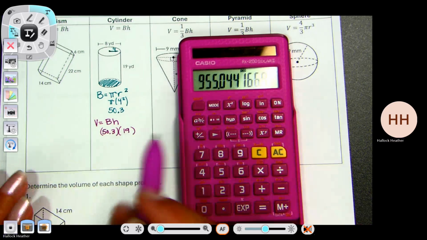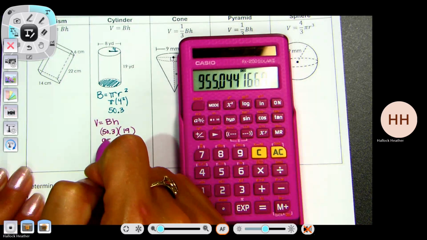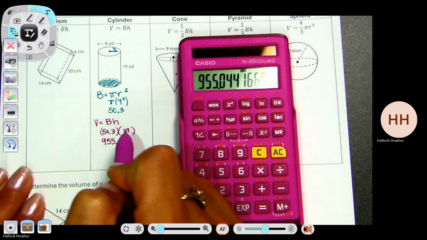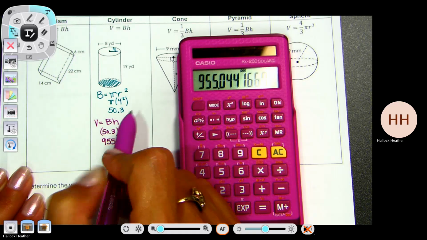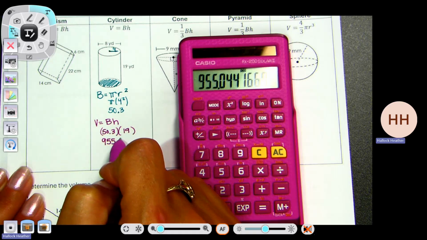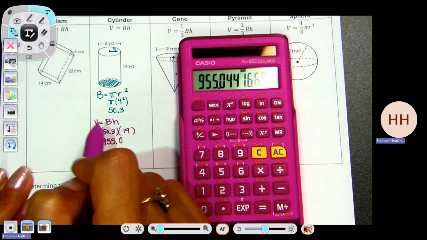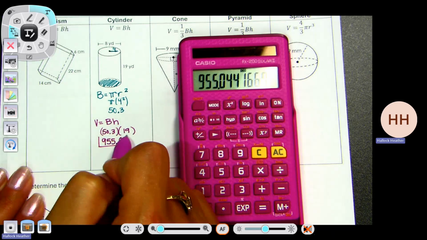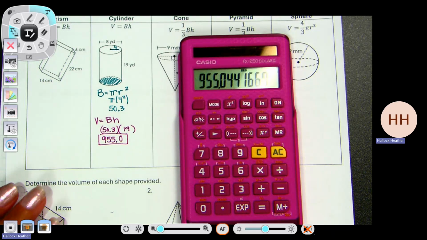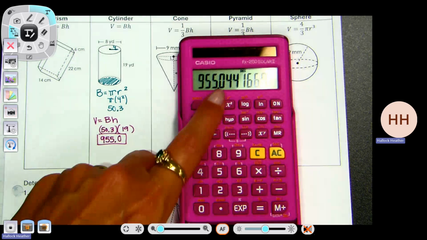You get the same thing, right? 955.0, because this is 0.04.